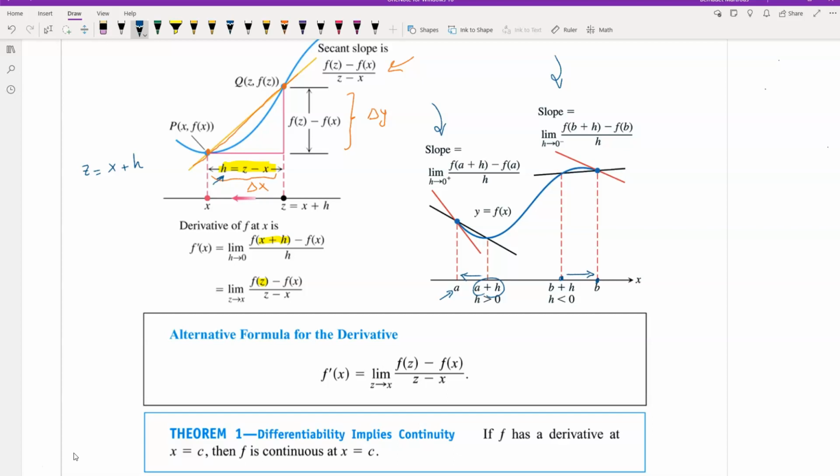Alternative formula for the derivative: f prime of x is equal to the limit as z approaches x of f of z minus f of x divided by z minus x. That is what we had here on this part. And based on this theorem, if f has a derivative at x equal to c, then f is continuous at x equal to c.